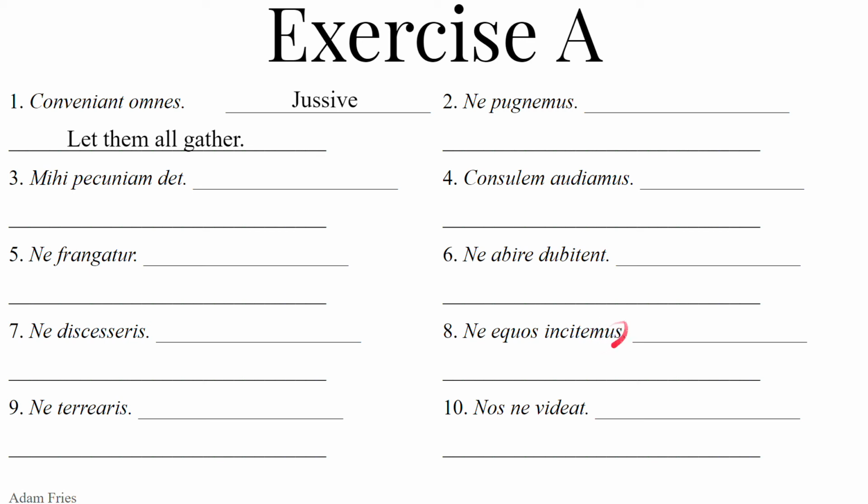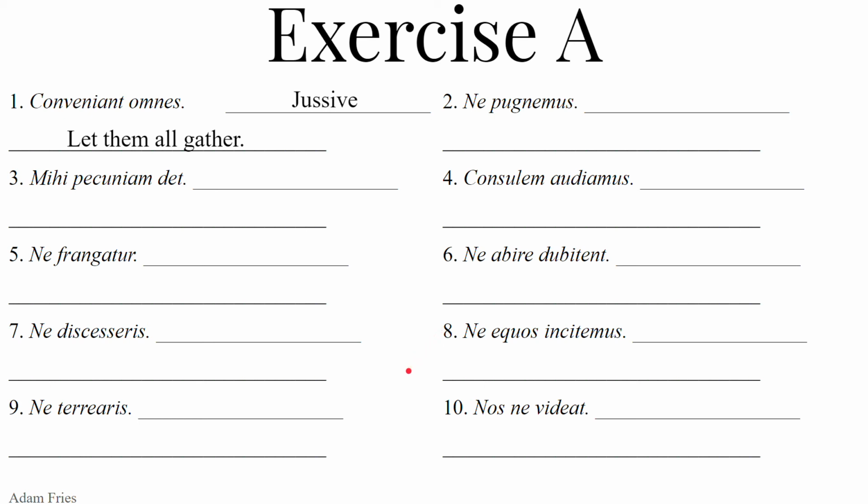So what uses the first person plural present subjunctive? That would be the hortatory. So let's use some lettuce. Let's grow some lettuce in our garden. Let us not wake up the horses. Let's not wake the horses.